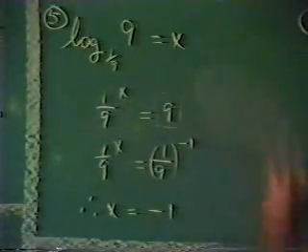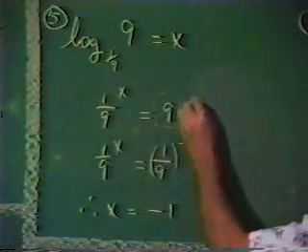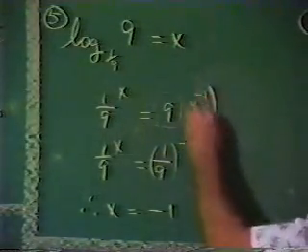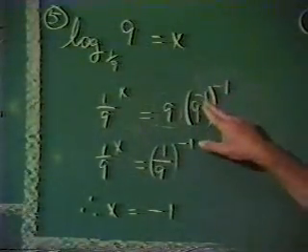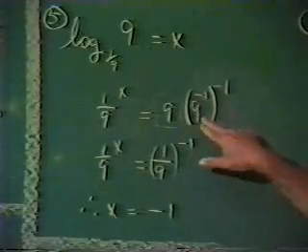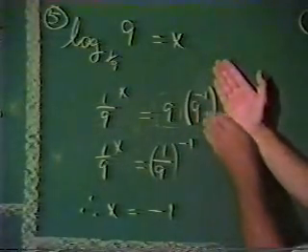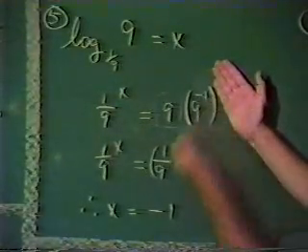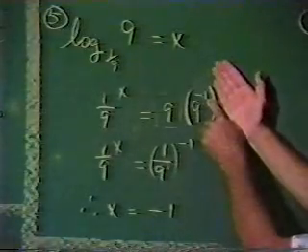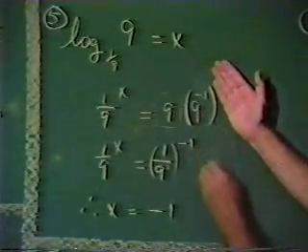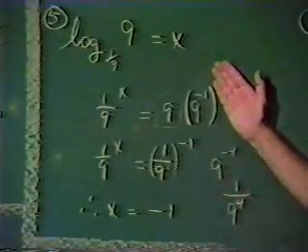Another way of doing it is to look at this as 9 to the minus 1 raised to the minus 1 power. Minus 1 times minus 1 is a plus 1, so that's the same answer. Now, what is 9 to the minus 1 power? This is what you're supposed to know. A number to a negative power is 1 over that number to the positive of that power. Let me say it again. 9 to the minus 4 power is 1 over 9 to the plus 4.